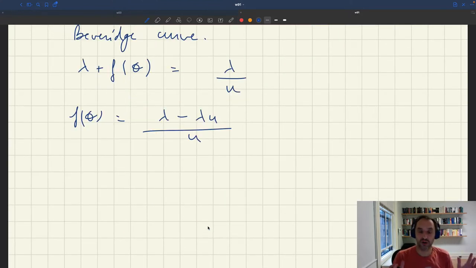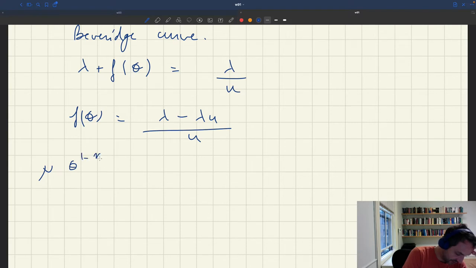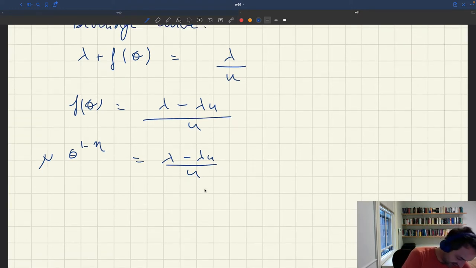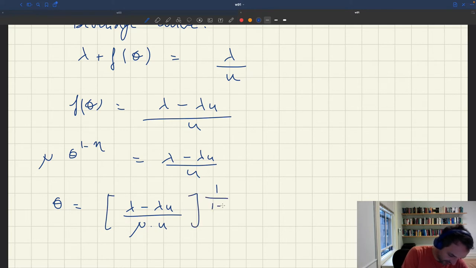And then here, f of theta, because we've used the Cobb-Douglas function, we know that it's mu theta to the power 1 minus eta, which is equal to lambda minus lambda u over u. And here what I want is to make the vacancy rate appear so that we can have both vacancies and unemployment, and then we can see how they are related. So this gives us that theta is equal to lambda minus lambda u divided by mu times u, and then all of this to the power of 1 over 1 minus eta. So this is still good.